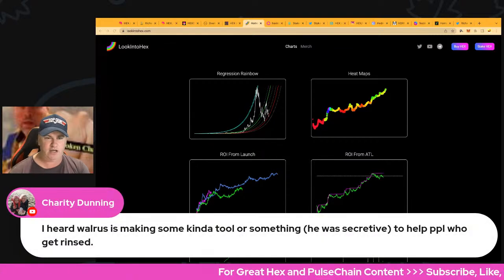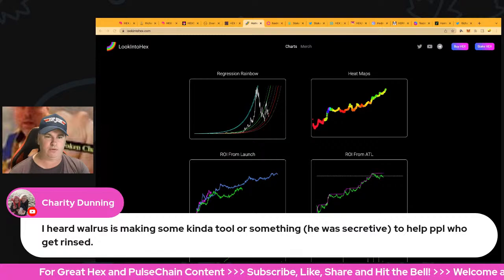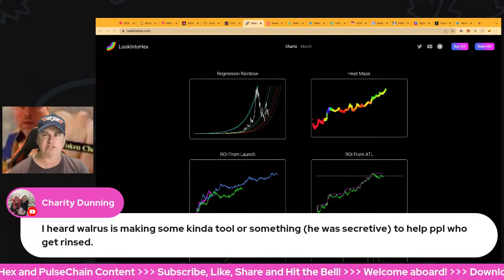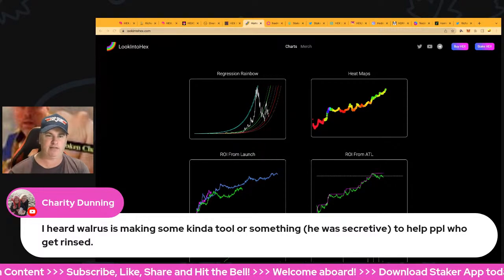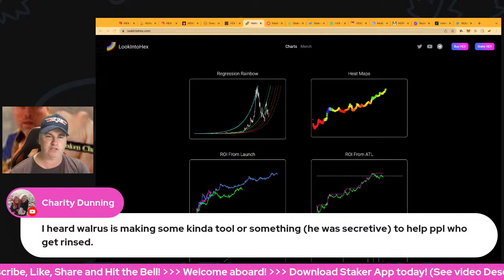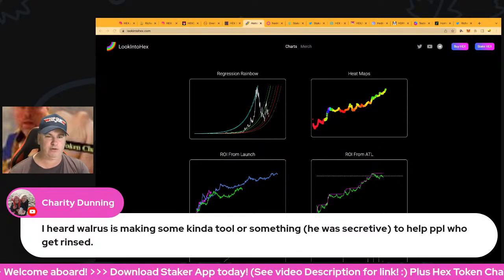Charity says, I heard Walrus is making some kind of tool or something. He was secretive, to help people who get rinsed. Yes, we heard about that. That's very exciting. I thought that was really awesome. So big shout out to Walrus for doing that. That's going to help people a lot. I don't know how it's going to work, but I'm looking forward to hearing about it, that's for sure.